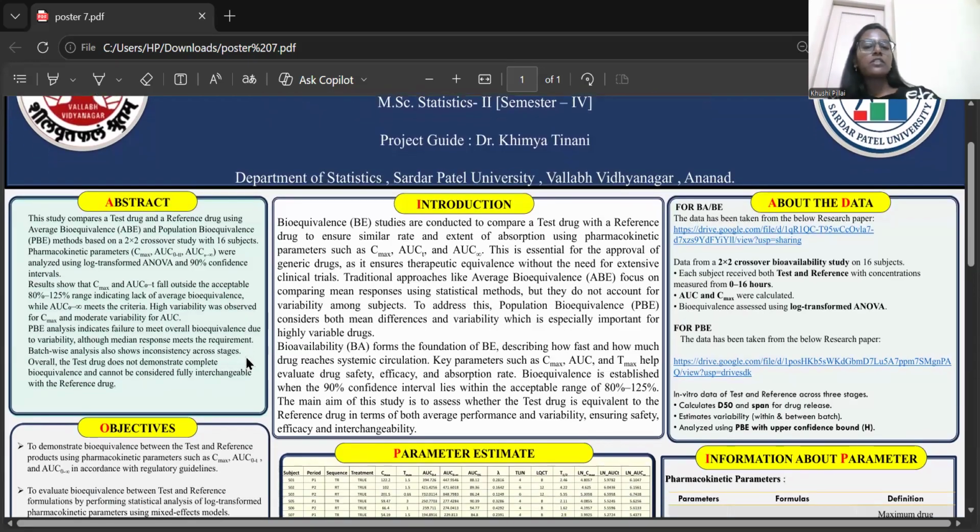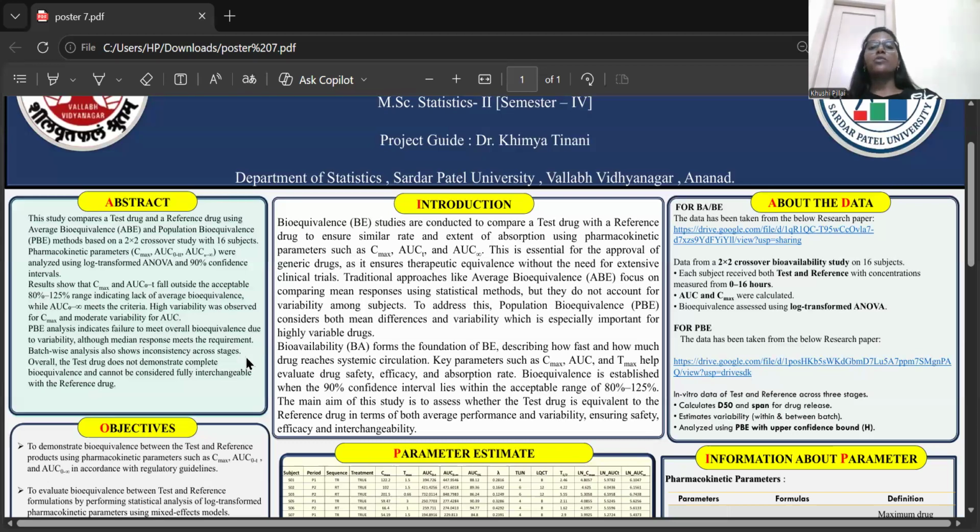So, in the introduction, we have already seen what bioequivalence is, and it is usually conducted to compare a test drug with a reference drug to ensure a similar rate and extent of absorption of the drug into the bloodstream, which is estimated using pharmacokinetic parameters such as Cmax, AUCT, AUC infinity. This is essential for approval of generic drugs as it ensures therapeutic equivalence without the need of extensive clinical trials. Traditional approaches like bioequivalence focus on comparing mean responses using statistical methods, but they do not account for variability among subjects.